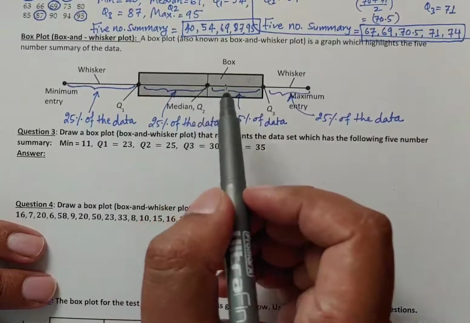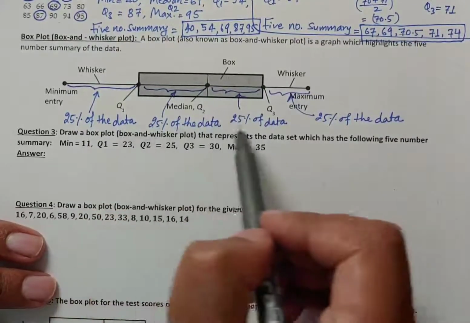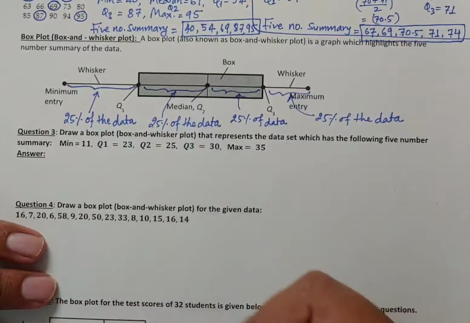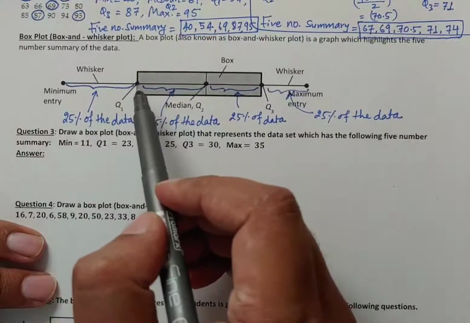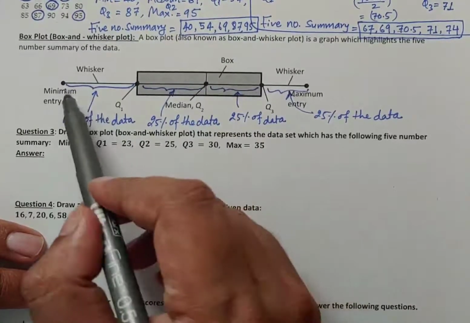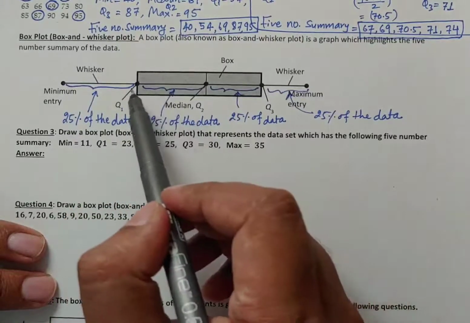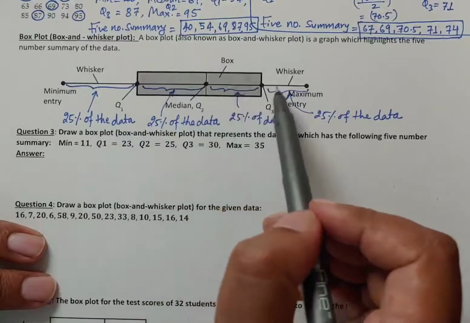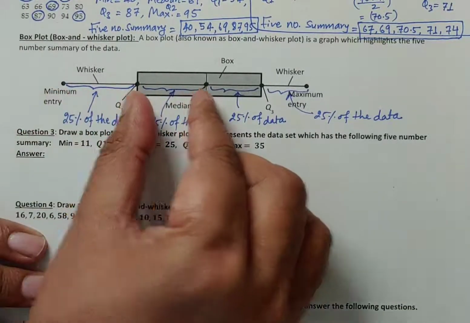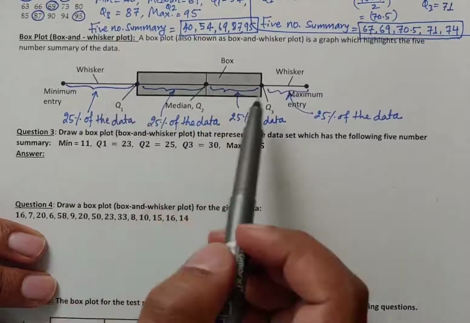Okay, sometimes we may need to use this. We have some questions where we need to know that 25% of the data lies between the minimum entry and Q1, and between Q1 and Q2. So each part of the box plot, this part and this part and this part and this part, is 25% of the data.